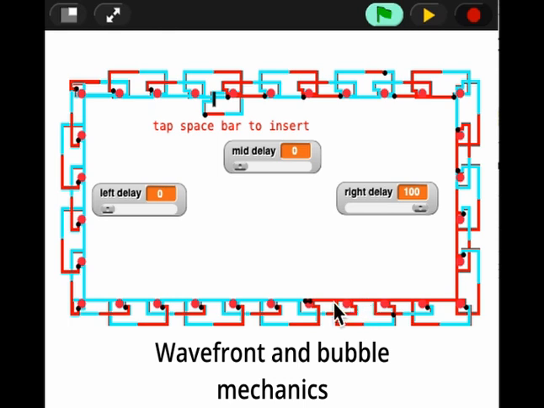Okay, so as the red wavefront flows through the blue bubbles, it trails red bubbles, which are stretching back to the delay, waiting for a blue wavefront to flow through them.